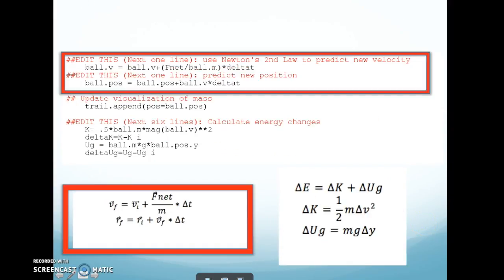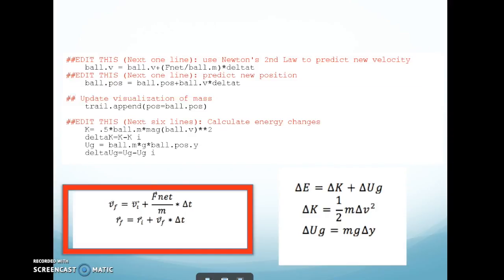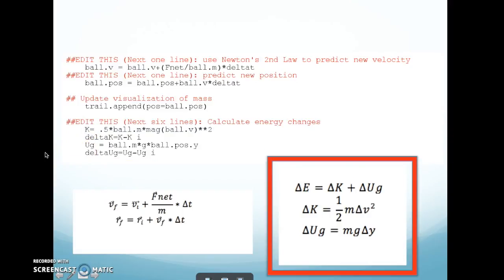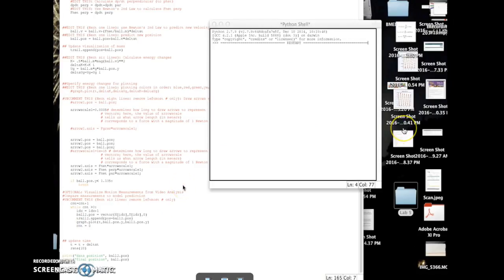I then use Newton's second law to update the change in velocity and position inside my loop. I also added in the equations for the energy principle here. Here I solve for the change in kinetic and potential energy. This will allow me to see if the energy in the system is conserved. Here are the equations for the energy principle, and here they are in my code. Now I will run my code.